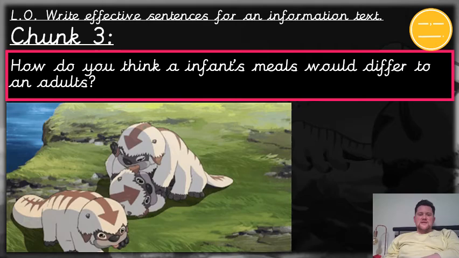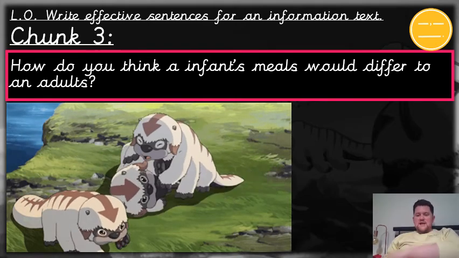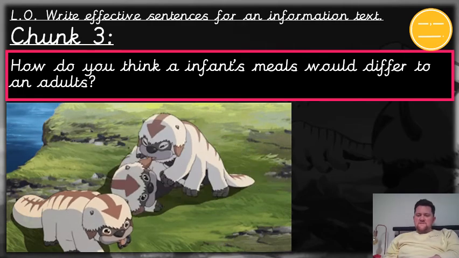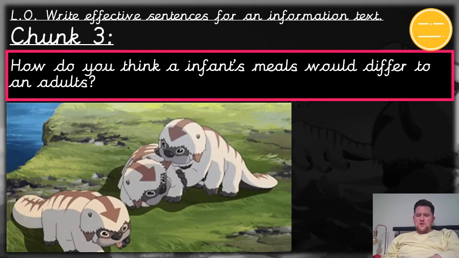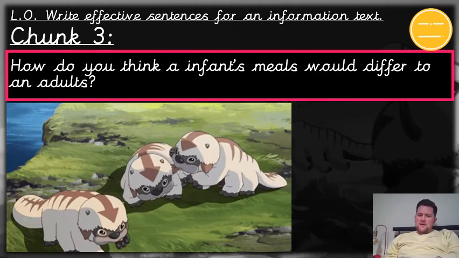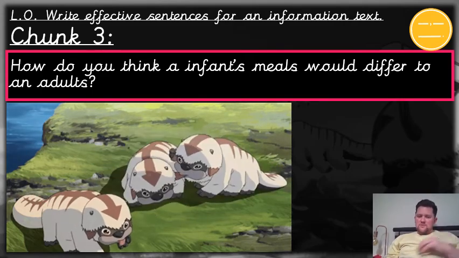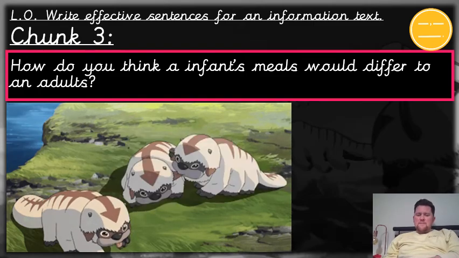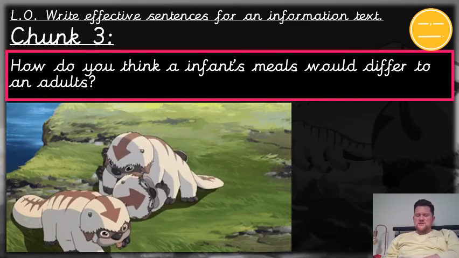So, how do you think an infant's meal would differ to an adult's? We've said that an adult eats 5 flora-rich meals a day, 5 plant-based meals a day. Maybe an infant has only 3 or 2. Maybe they have milk instead. Think about a human baby. It eats lots of tiny meals through the day. Maybe they need different things like nuts and berries instead of just grass. Maybe they need the protein. Write down some ideas, pause the video.